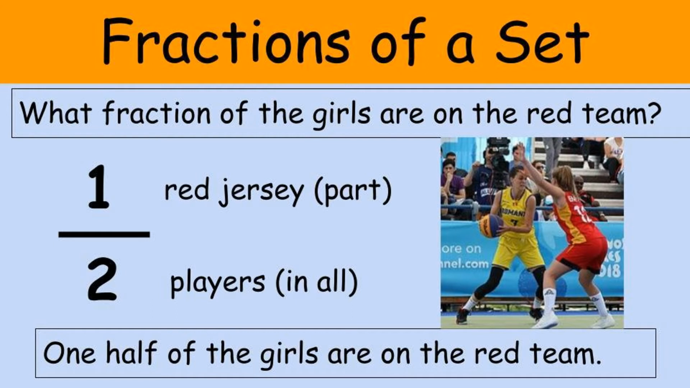When we look at the picture, the first thing we notice is that there are 2 girls playing basketball. That number goes on the bottom. The 2 goes in the denominator. Then we look to see how many girls are wearing a red shirt. In this case, there's only 1. So we put a 1 in the numerator, representing how many girls are wearing a red shirt. So our final fraction is 1/2.